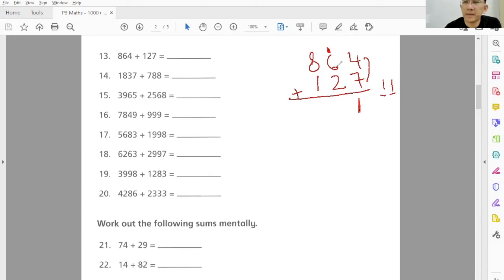Okay. Now 6 plus 2 is 8. And then plus 1 on top, that's 9. Okay. And then 8 plus 1, because there's nothing to put on top, right? There's nothing on top of 8. So 8 plus 1 is 9. So the answer to 864 plus 127 is 991. All right, now moving on to number 14.